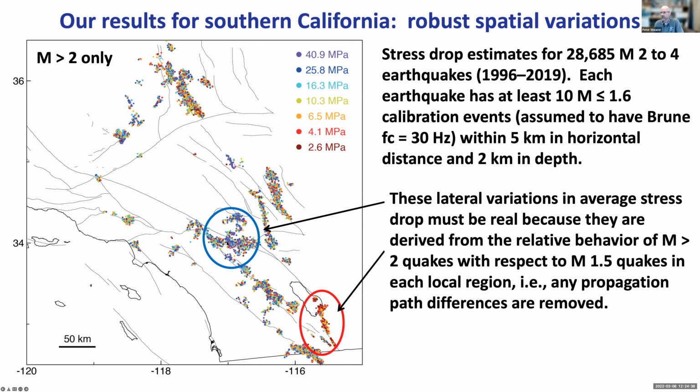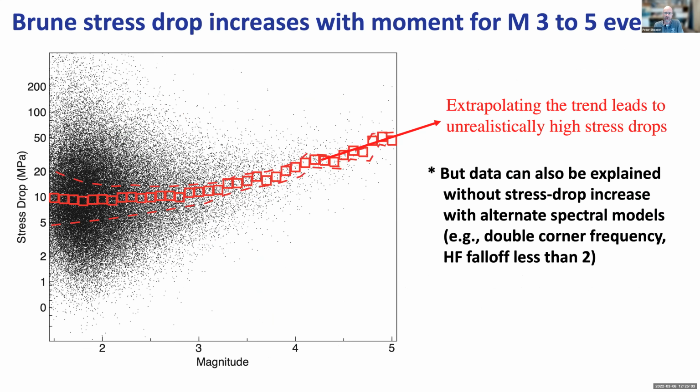This is what we saw before, but we can now have more confidence that it's real because everything is plotted relative to the behavior of the magnitude 1.5 events. So any Q differences or propagation path differences have been removed.